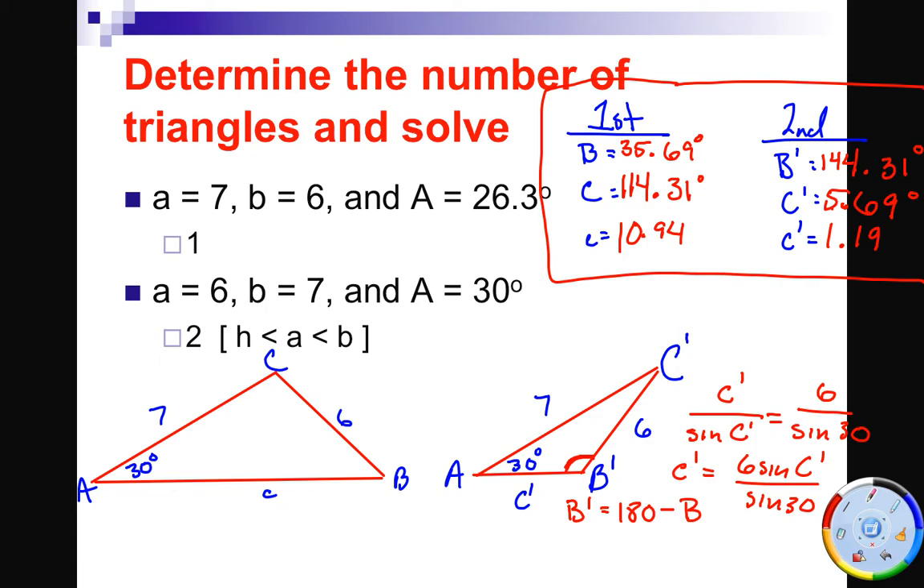Is it a lot of work? Yes. Do they all come out with two triangles? No. This is where you have to determine if it's one triangle or two triangles or zero triangles, and that's why I gave you that table to begin with.